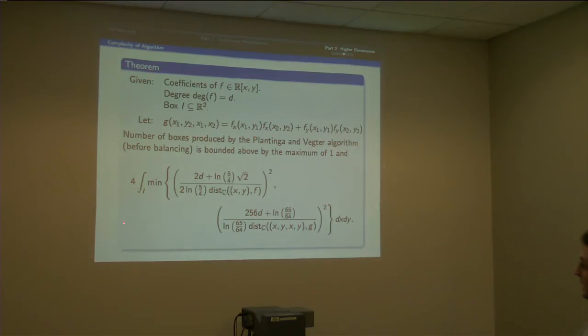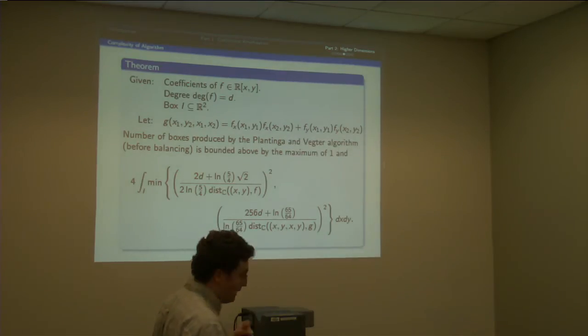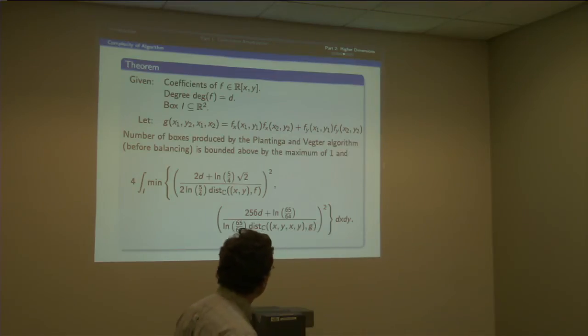It's bounded by the integral over whatever your initial region was. You're going to have to have 1 over the distance squared, 1 over a distance to a curve squared, and stuff that's more or less constant for each instance. It's a geometric expression for the number of boxes produced by the algorithm. Three things to note about this. One, I'll remind you, it's a geometric expression. I want to stress that it's pulling out the geometry.